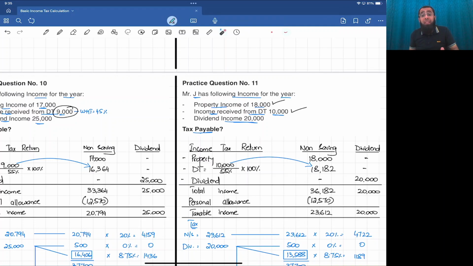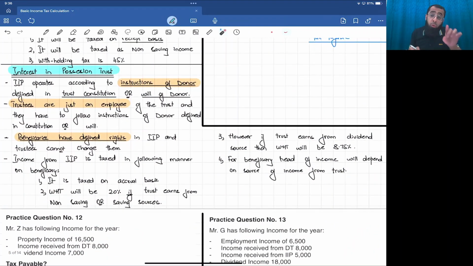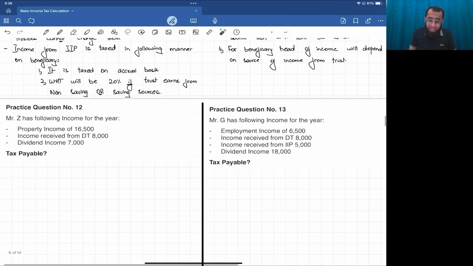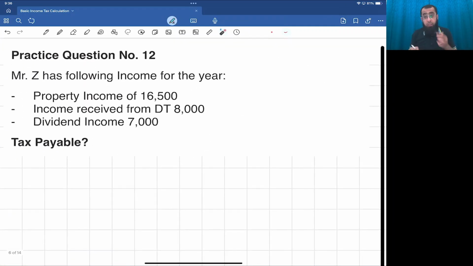Now, in today's class, our main topic is interest in possession trust. But before going towards that, let's do one practice question in which there is discussion of discretionary trust. With this practice question, you will get a revision of what we studied in the previous class. Then we will talk about interest in possession trust, and we will be doing three questions in relation to interest in possession also. But let's first revise the previous class through this practice question.